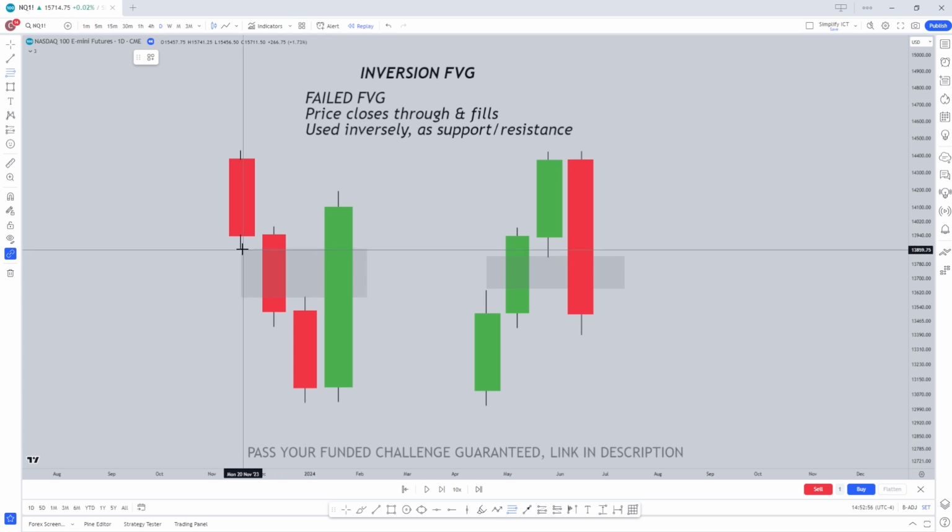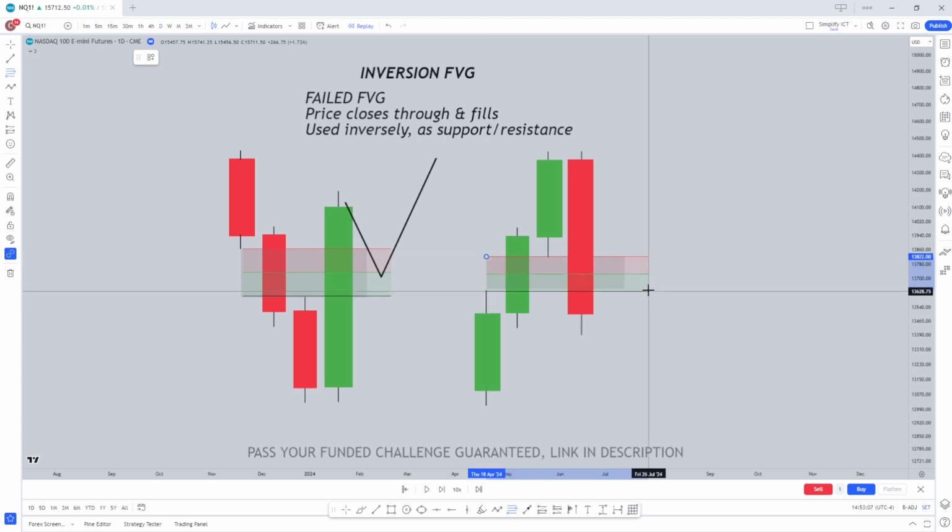So again, for this bearish example, you can mark out the consequent encroachment, and then you could expect price to tap into this area over here before moving up. And again, with this example, you can mark out 50% again and expect price to tap into the inversion fair value gap this time and then move down.